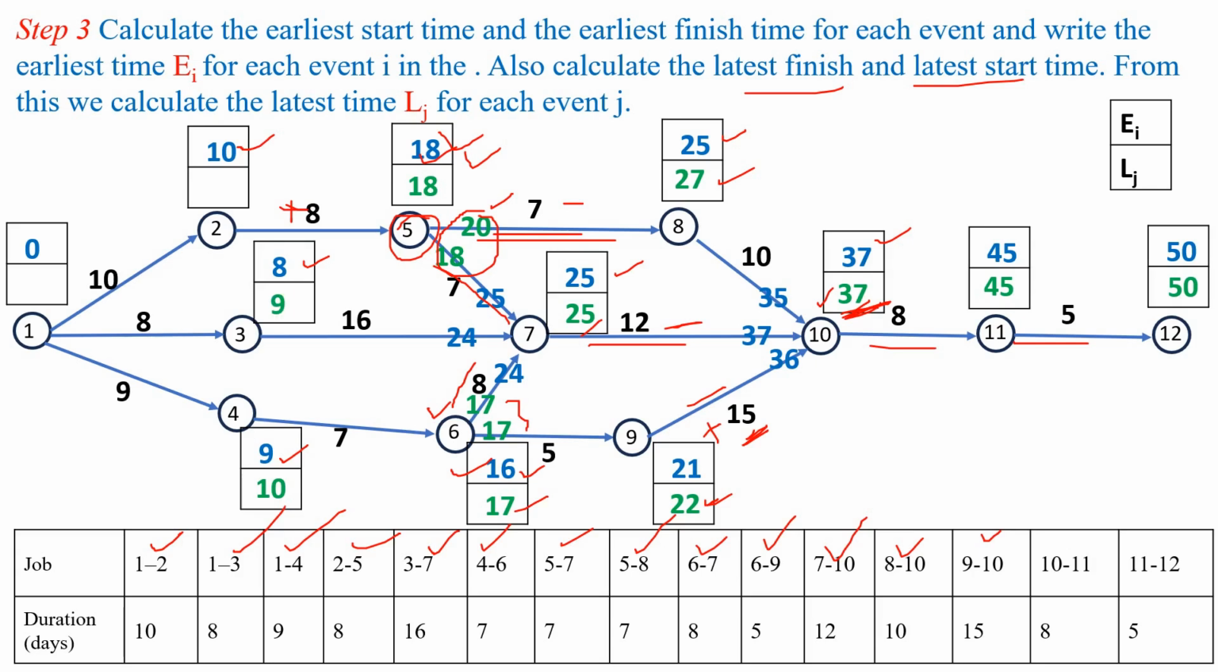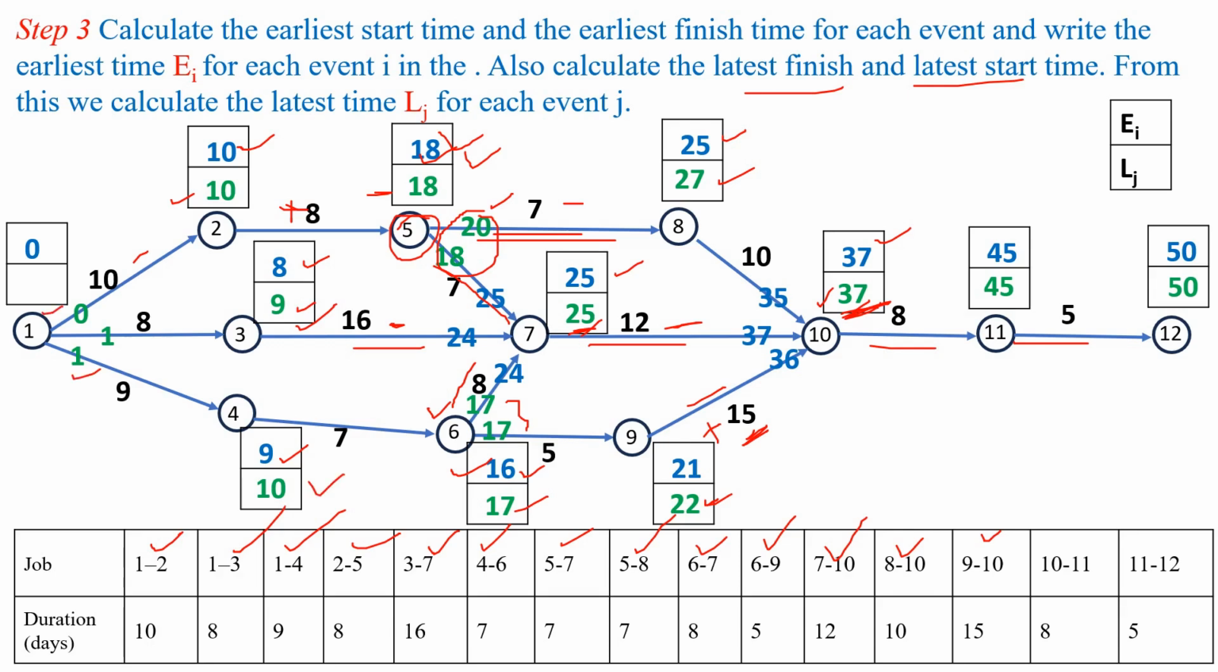Next one is the activity 3 to 9. For activity 3 to 9, finish time is 25. So 25 minus 16, the latest start time is 9. Next is the activity 2 to 5, finish time is 18. Then start time will become 18 minus 8, that is 10. So next activity 1 to 2, finish time is 10, start time will become 10 minus 10, 0. Next for the activity 1 to 3, finish time is 9, start time will become 9 minus 8, 1. Next activity 1 to 4, finish time is 10 and start time will become 1.